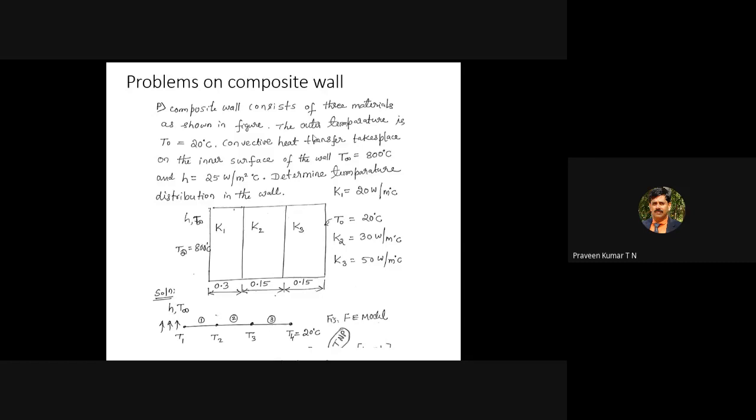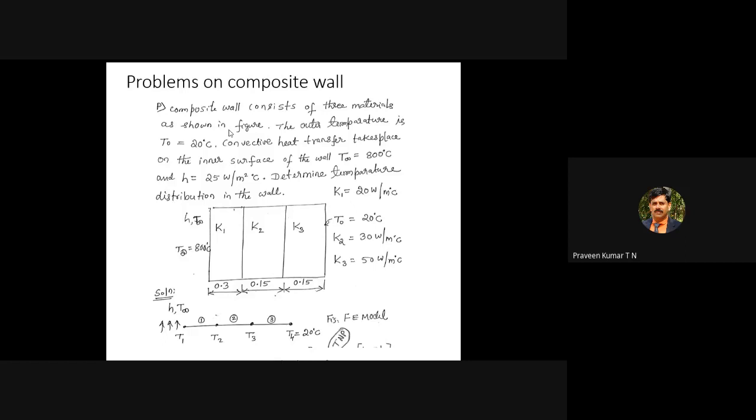You have to go for a minimum of 3 elements, because K1, K2, K3 differ. As per the problem statement, we have a composite wall consisting of 3 materials as shown in the figure. Once you say 3 materials, you have to go for a minimum of 3 elements. You cannot go for only one or 2 elements. If the complete wall is made of a single material, then the thermal conductivity is the same, K1 is equal to K2, K2 is equal to K3. In such cases, if nothing is given, you can go for a 2-element finite element model. But in this problem, they clearly mention it's a composite wall consisting of 3 materials.